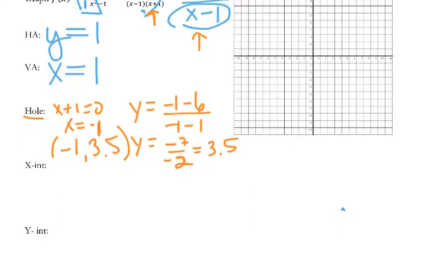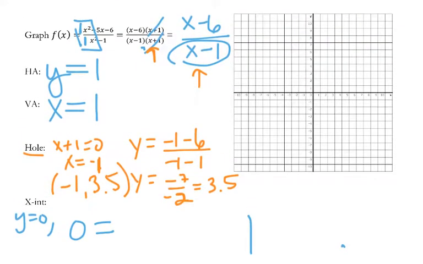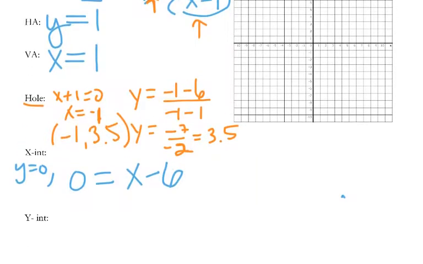Our x-intercept, we set y equal to 0, or just the numerator equal to 0. Remember, that's the shortcut. So 0 equals our numerator, which was x minus 6. And when I'm solving for the x-intercept, I want to use the simplified function, x minus 6. So our x-intercept will be at x equals 6. So we'll have a point at 6, comma 0.